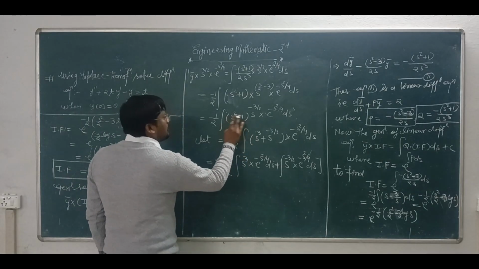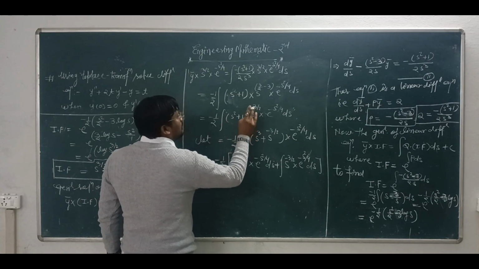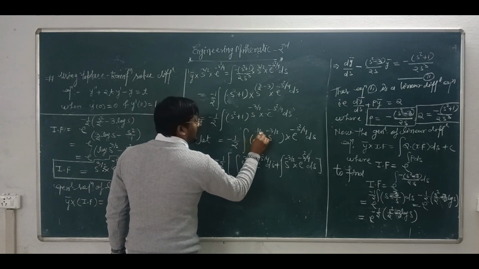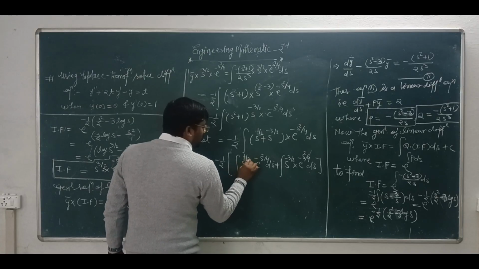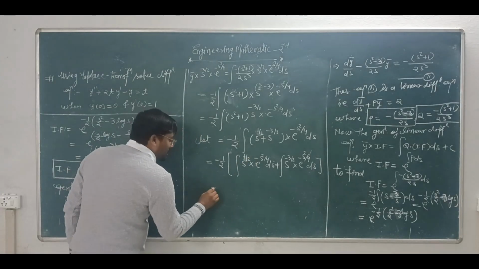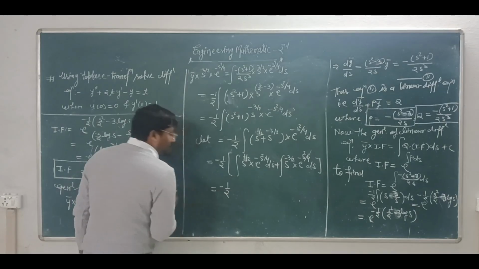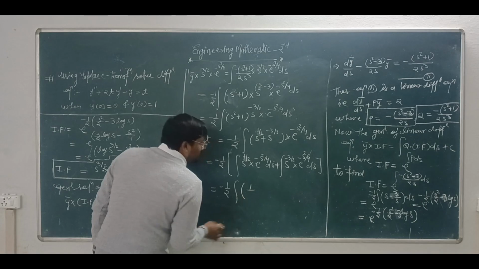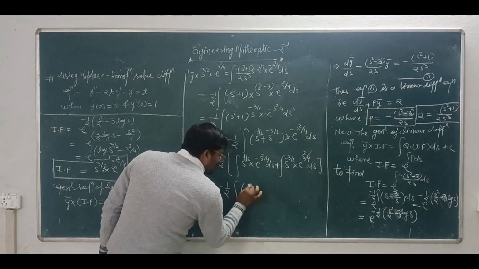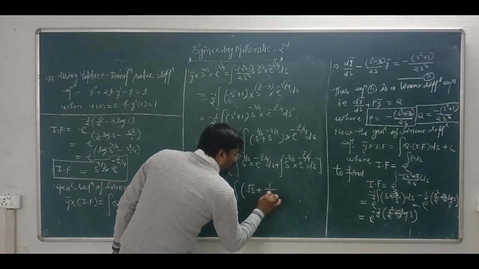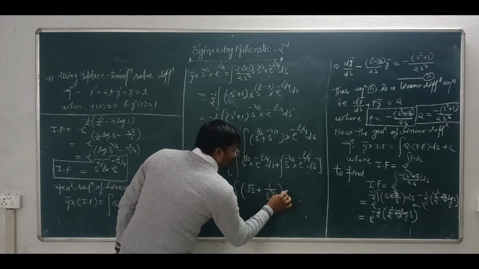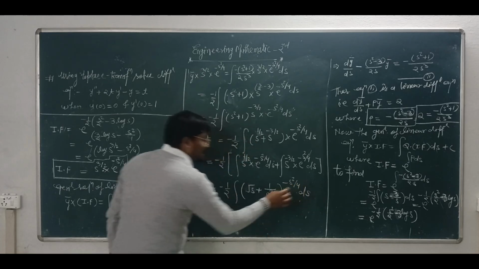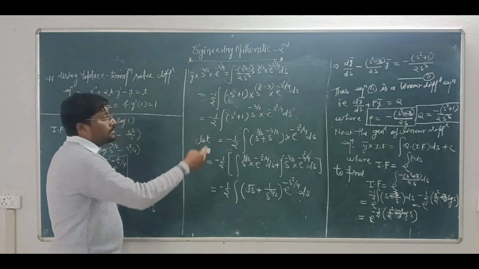No, this is wrong. This means s square means 1 by 2. Now you can solve minus 1 by 2 integration of 1 upon root s plus 1 upon s to the power 3 by 2 into e to the power minus s square by 4 into ds. You can note down this.